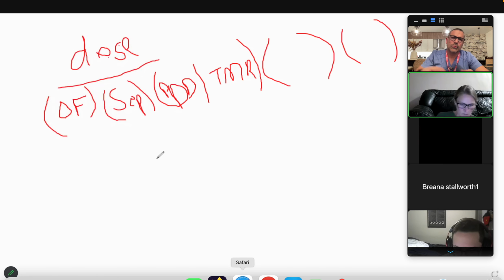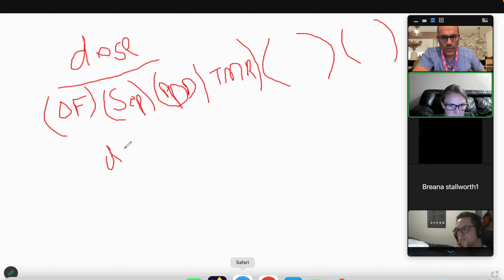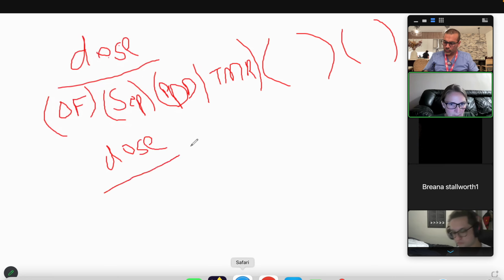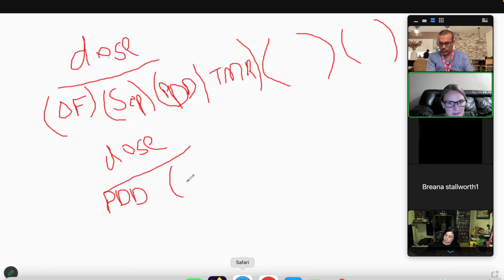Let's see. Here's an electron calculation. For electrons, all you have is whatever the PDD is, and the isodose line. Did you guys go over electron calcs at all? Yes. All right, so dose over PDD, because it's an SSD setup, right? Electrons. And whatever the isodose line is, 80, 90, Dmax, that's all you do for that.